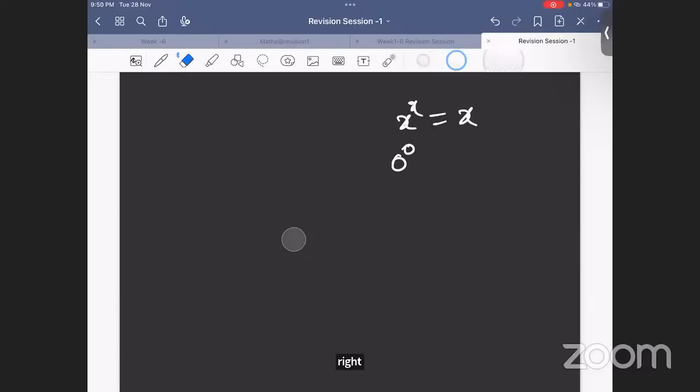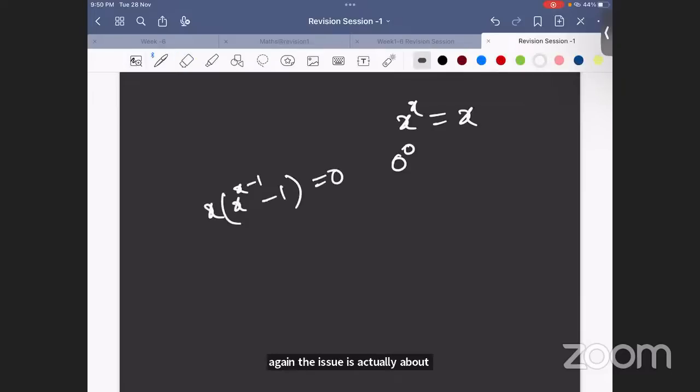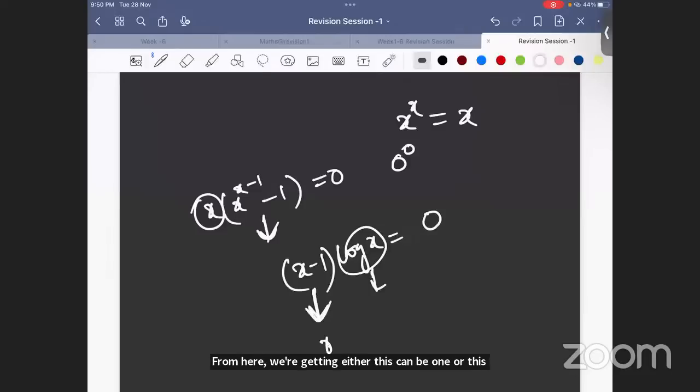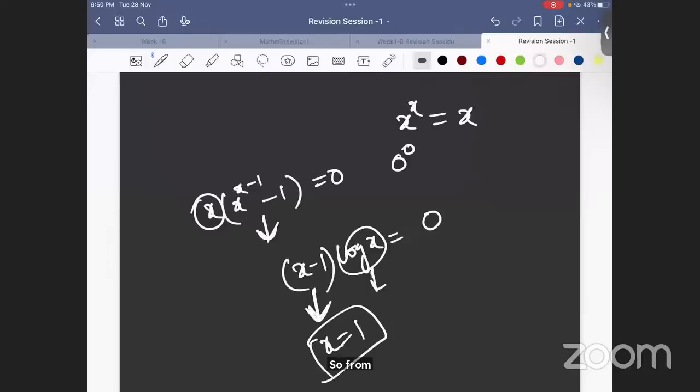Yeah, but again the issue is x to the power x minus 1 minus 1 equals 0. x equals 1 can't be the solution for sure. Then the other solution can be: you have to equate it to 1, right? So (x minus 1) log x equals 0, right? From here also, either this can be 1 or this can be 0, and this can't be 0. So from here also you are getting x equals 1. Correct? Yes, sir. So x equals -1 is the only one.